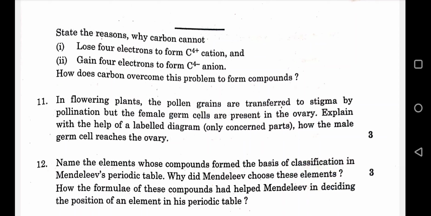In flowering plants, 11th question: the pollen grains are transferred to the stigma by pollination, but the female germ cells are present in the ovary. Explain with the help of a labeled diagram. Okay, you can draw the diagram of how the male germ cell reaches the ovary.